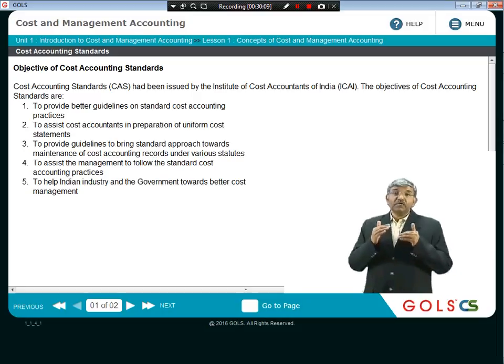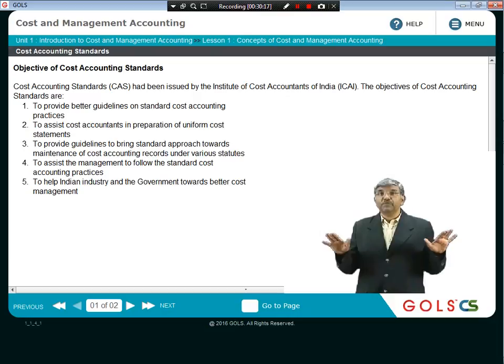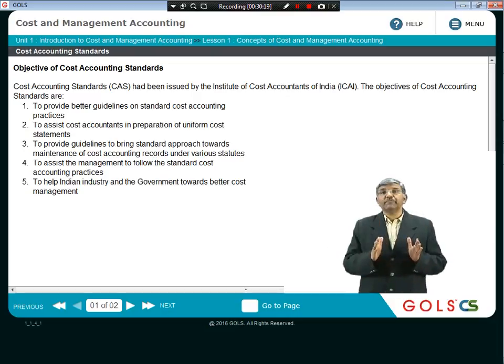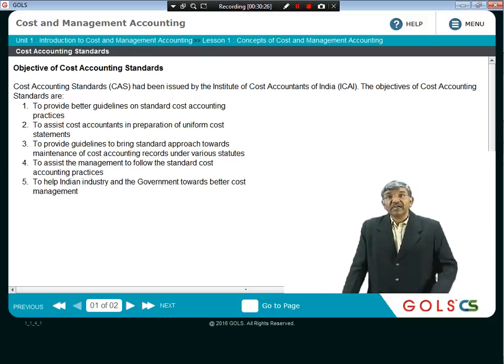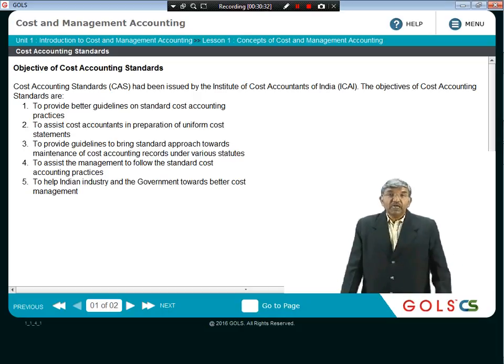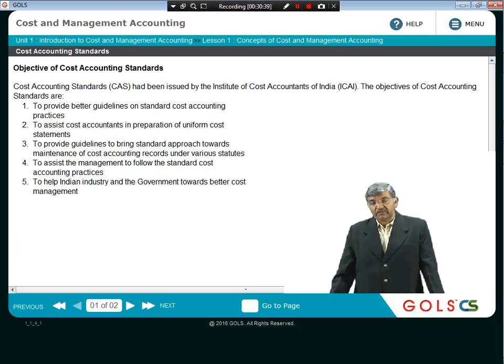With the help of the cost accounting standard, the cost accountant is going to prepare the statement, and since the standards have to be followed uniformly, the statement prepared can be a uniform statement in respect of an organization. Third, to provide guidelines to bring a standard approach towards maintenance of cost accounting records under various statutes. Like in financial accounting, there are concepts, conventions, principles which are followed.